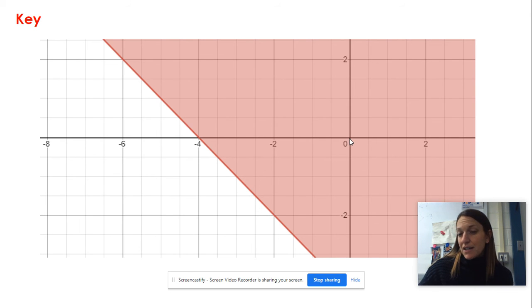So 0, negative 0, which is just 0, minus 4 is negative 4. I end up with 0 is greater than or equal to negative 4. That is true. So I want to shade the entire area where 0, 0 is. So that's why this whole area up here is shaded.